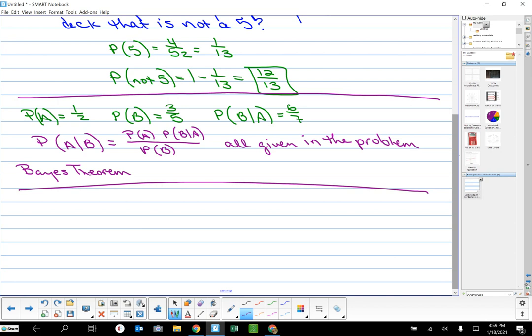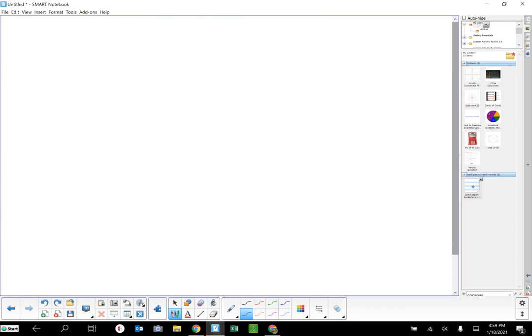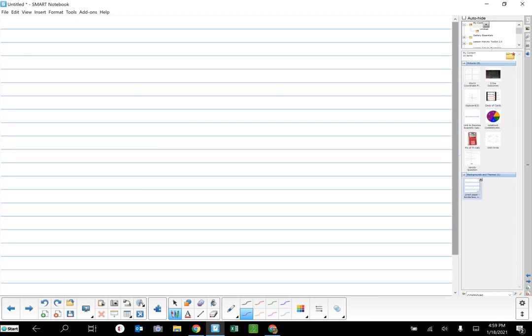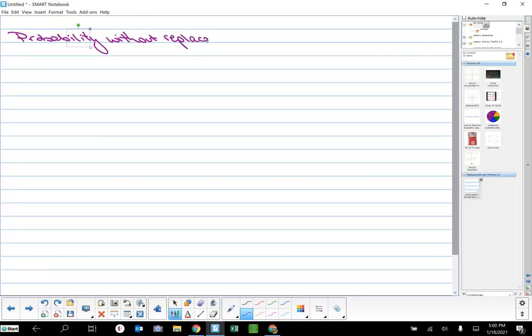2 more things and then we're done. All right, so let's talk about probability without replacement. So that means you're going to pull 2 things out of somewhere. Pick 2 cards out of a deck, pull 2 marbles out of a hat, pull 2 cookies out of a jar, or whatever it might be. You're going to not put one back and then pull another one out.